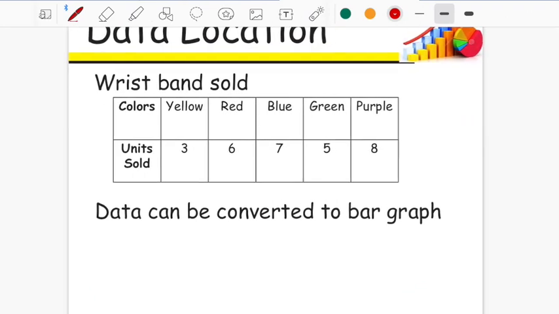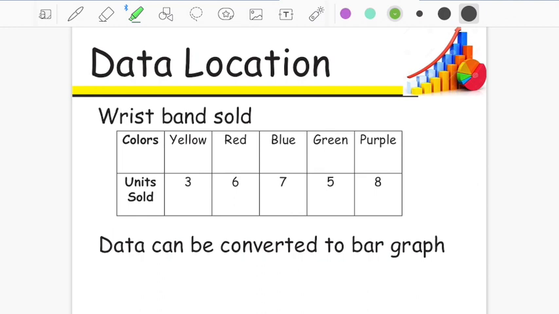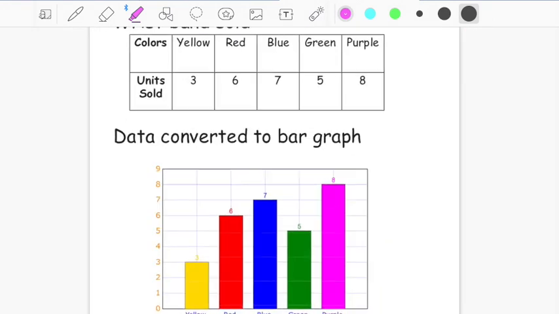Okay, moving on. Now I'm showing you an example of wristbands sold. Again, we are sticking with the wristband for now. So the colors that we have: you have yellow, 3 units sold. You have red, 6 units sold. Blue, 7. Green, 5 units. And then purple, 8 units. Now let's convert this into a bar graph. Okay, here is my bar graph.